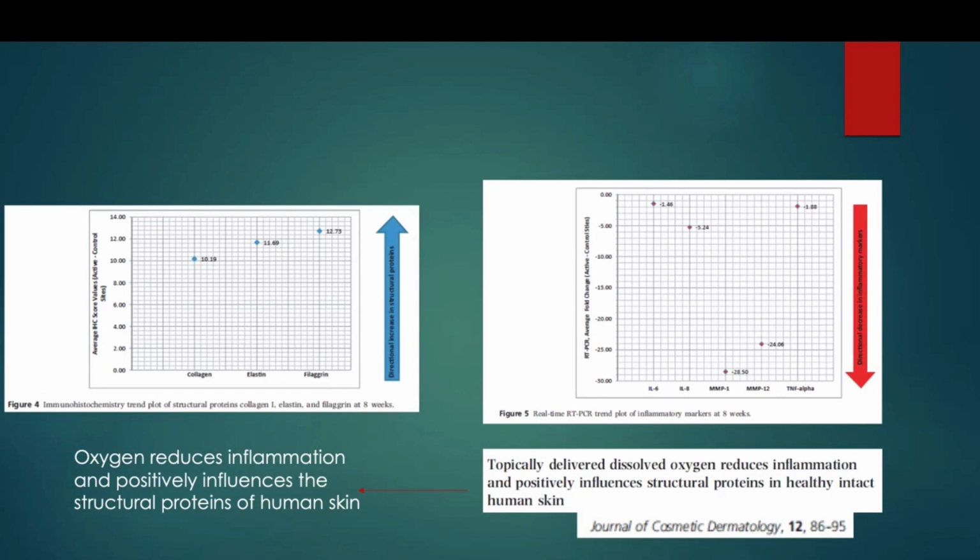The oxygenal therapy was used for different types of problems. For example, to reduce inflammation and positively influence structural proteins in healthy human skin. From the literature, we know that oxygenal therapy is very good for repair, for anti-inflammatory action, and for regeneration.